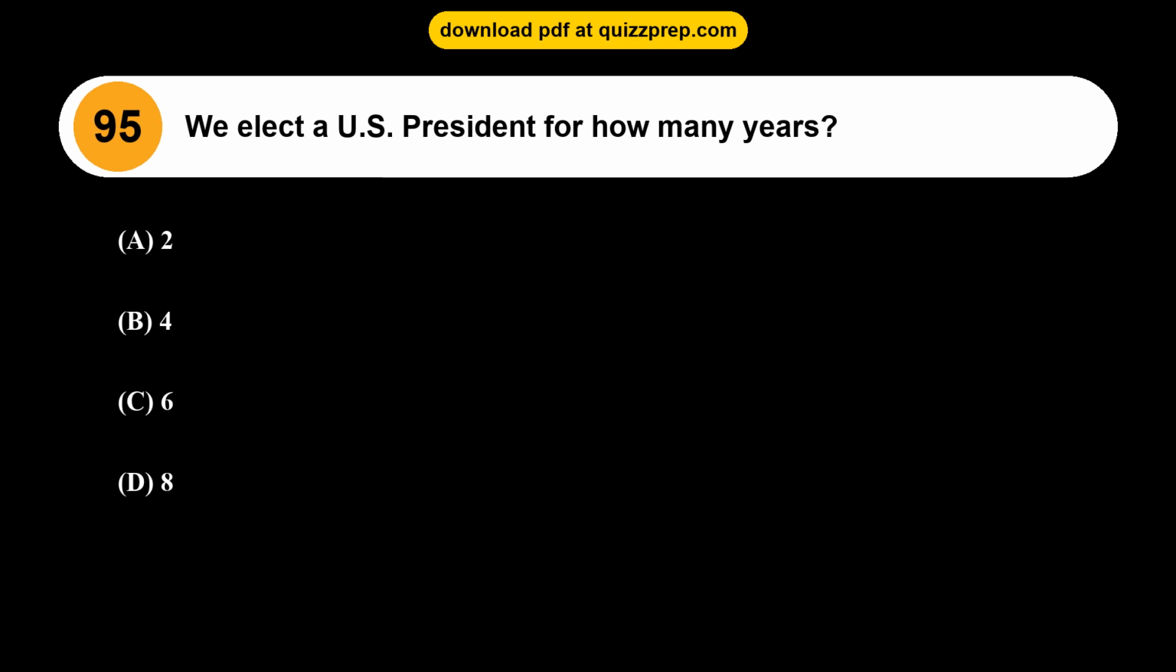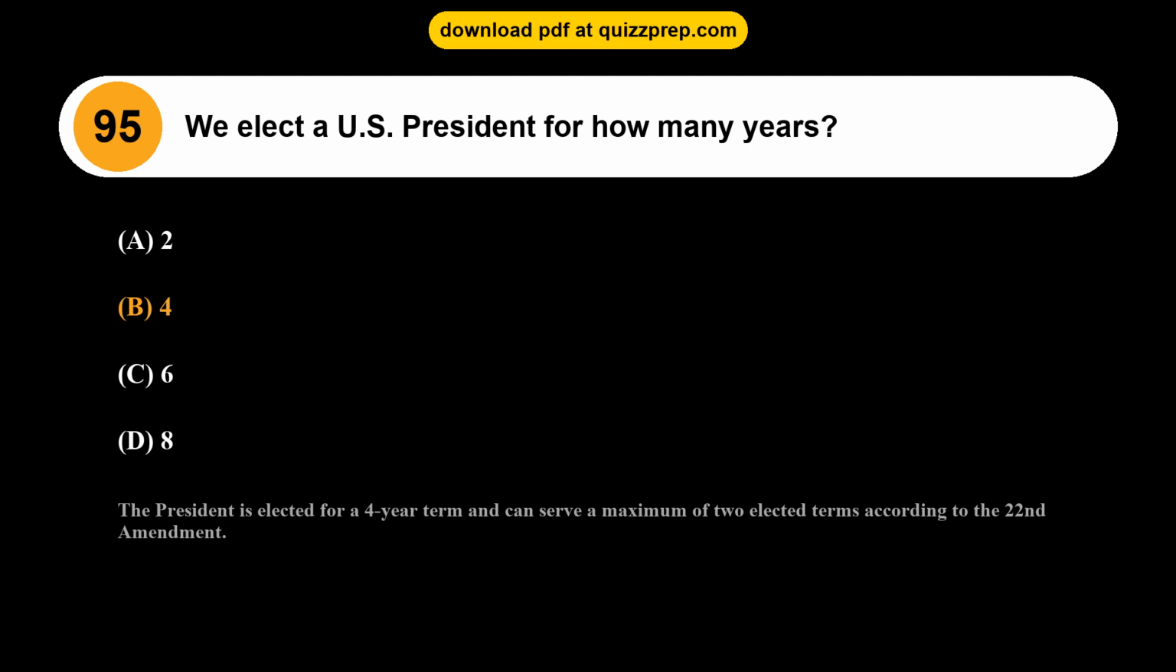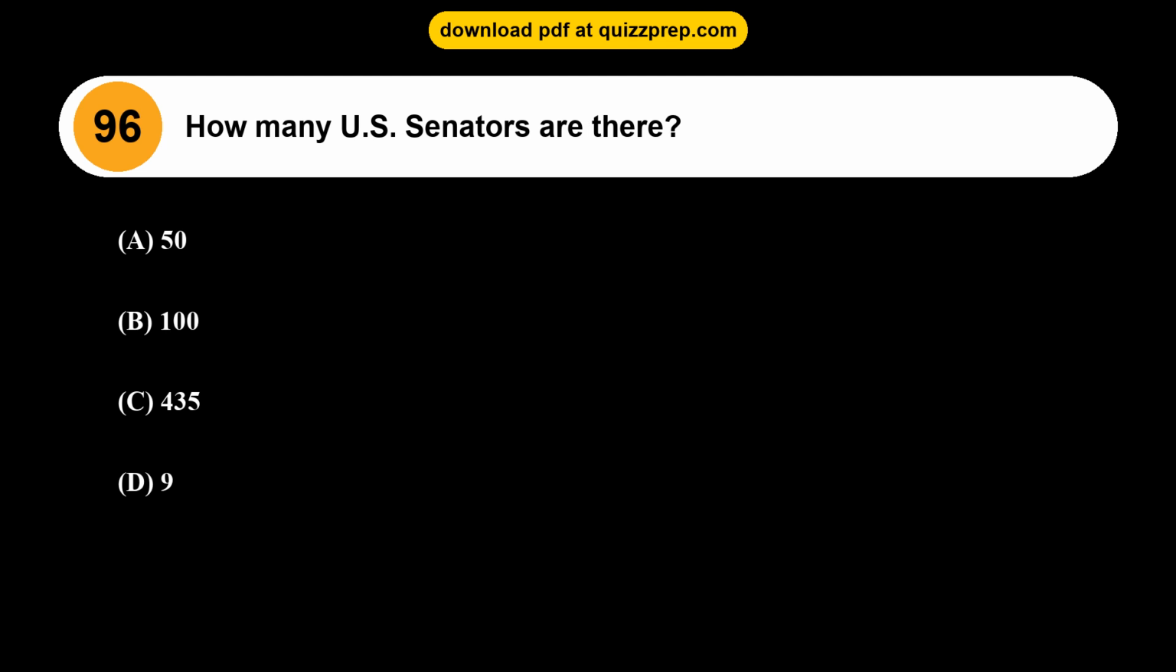Question 95. We elect a U.S. president for how many years? Option A, 2. Option B, 4. Option C, 6. Option D, 8. The correct answer is option B, 4. The president is elected for a 4-year term and can serve a maximum of 2 elected terms according to the 22nd Amendment.